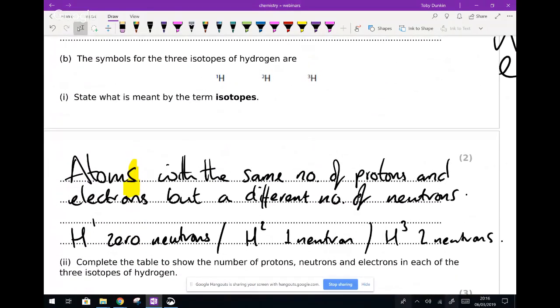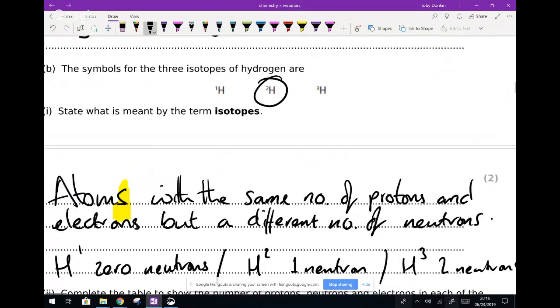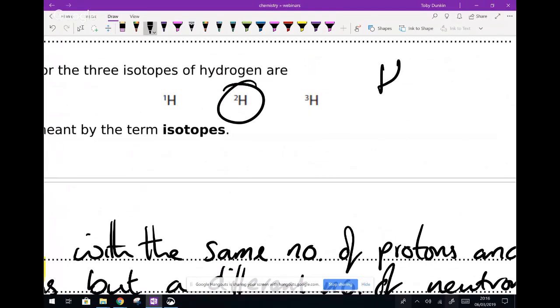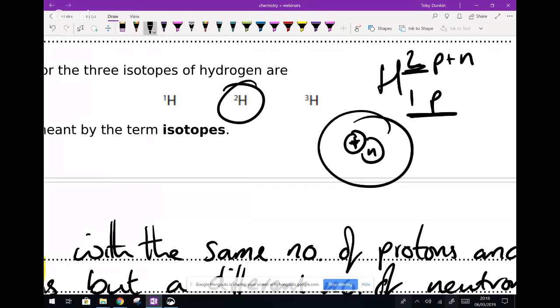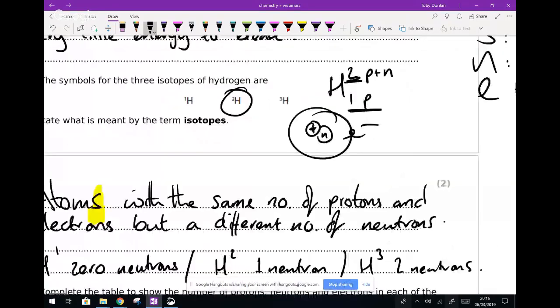Hydrogen 2 has 1 neutron. Remember, because of the isotopes, this is the mass number, and the mass number is telling you what's in the nucleus. So the bottom number is protons, the top one is protons and neutrons. So this has got 1 proton, thanks to this guy, but then it has 1 neutron, because of that guy, and then 1 electron, because it always balances.